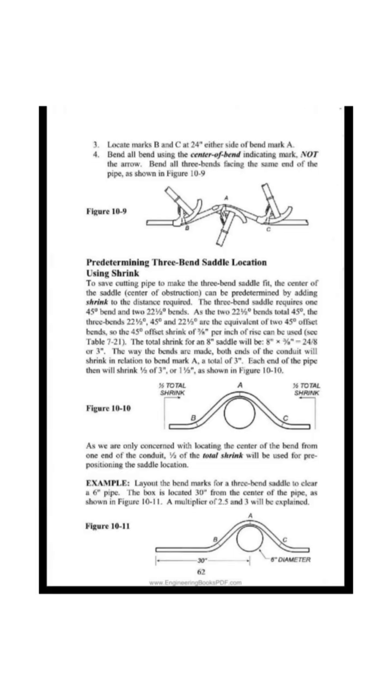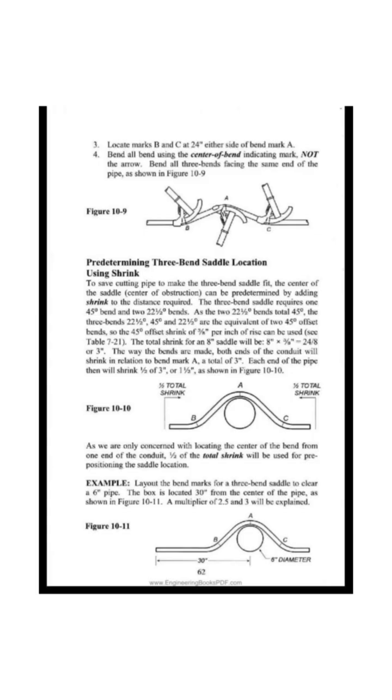The way the bends are made, both ends of the conduit will shrink in relation to bend mark A, a total of 3 inches. Each end of the pipe then will shrink 1/2 of 3 inches, or 1.5 inches, as shown in figure 10-10. As we are only concerned with locating the center of the bend from one end of the conduit, 1/2 of the total shrink will be used for prepositioning the saddle location.